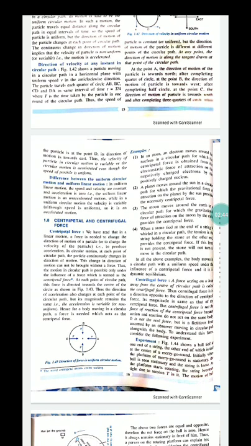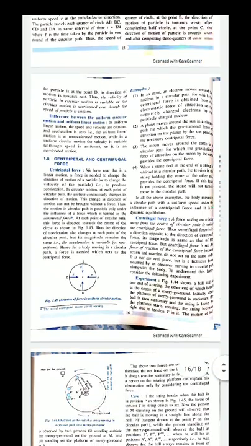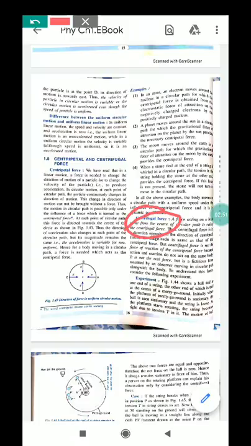Now we will move to centrifugal force. So what is centrifugal force? Centrifugal force is not a force but a tendency for an object to leave the circular path and fly off in a straight line.